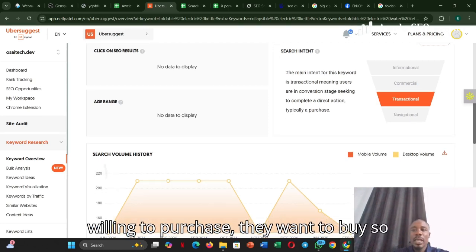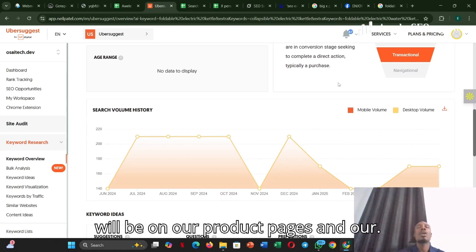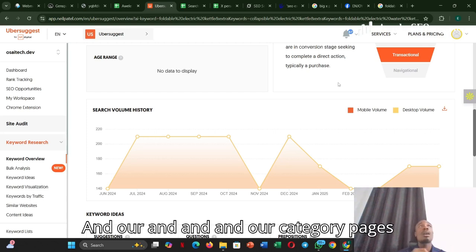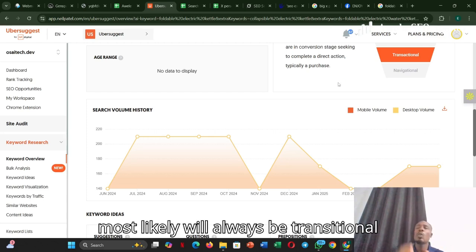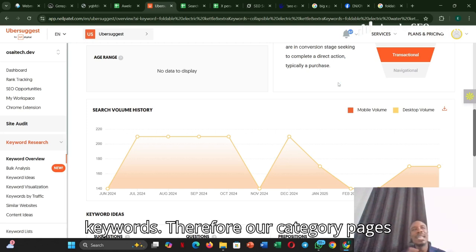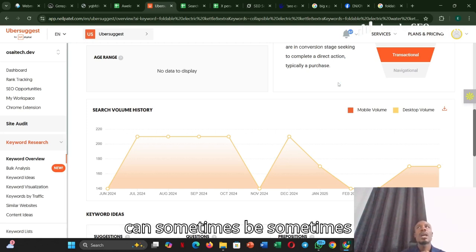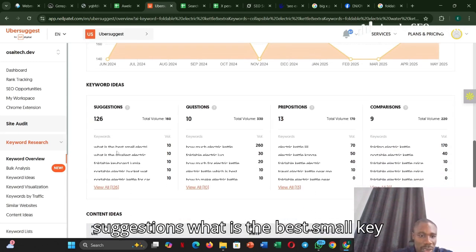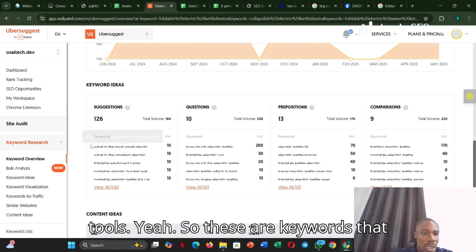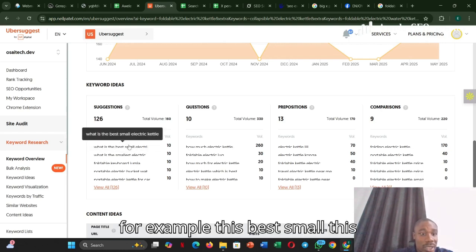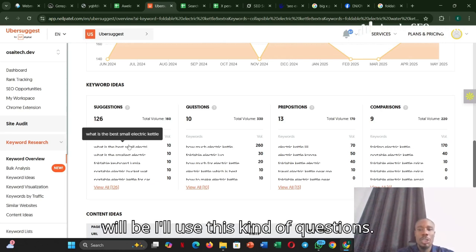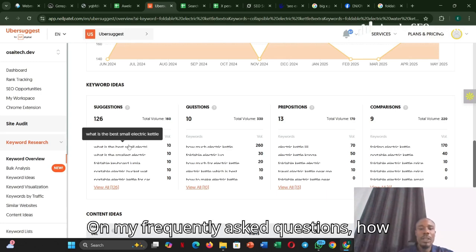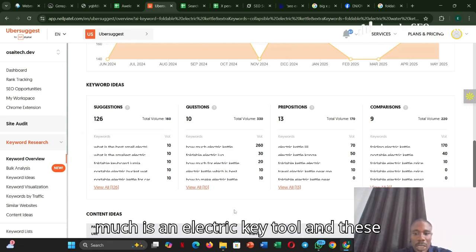They want to buy. So whatever the keywords that will be on our product pages and on our category pages will most likely always be transactional keywords. Therefore, our category pages can sometimes be navigational. So there you see suggestions. What is the best small K tools? So these are keywords, for example, this best small, I'll use this kind of question on my frequently asked questions. How much is an electric kettle, and these.